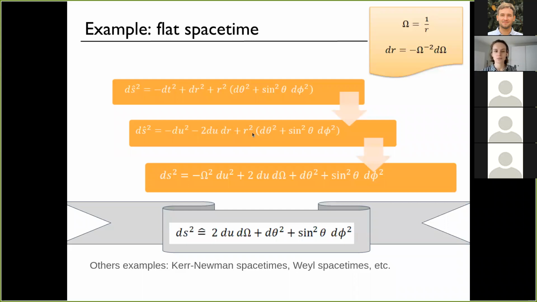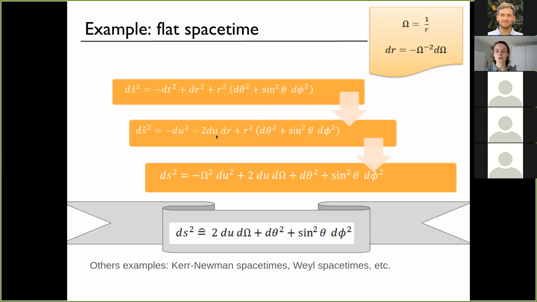But in fact, this dr also diverges. You can see that if we choose omega to be 1 over r, then if we take the differential, dr will be minus omega to the power -2 d omega. So as we send r to infinity, or in other words, omega to 0, this differential dr also diverges as omega to the power -2. So in a way, you could say that dr also diverges as r squared in the limit to infinity.